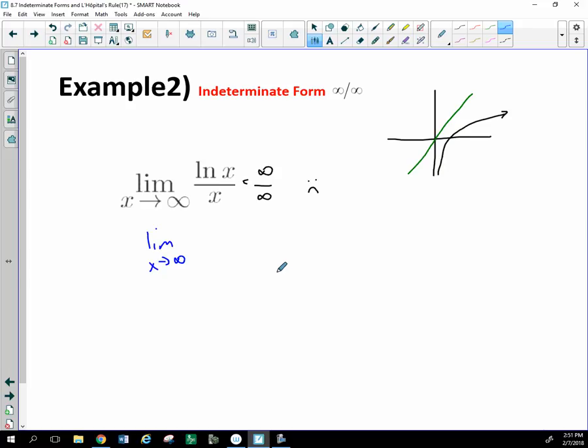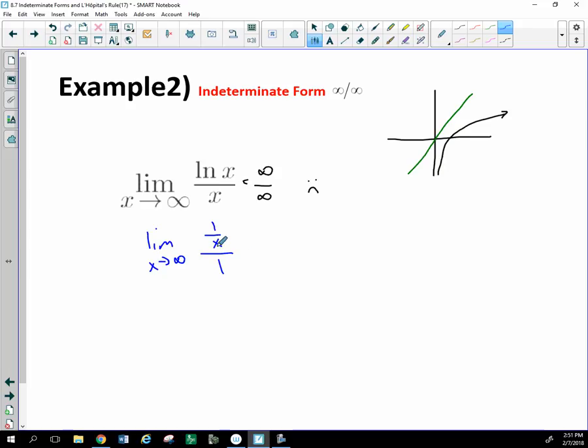We can end up with a value for these derivatives that would be the same as the value of the limit of the original function. All right, so if I take the derivative of the top, ln of x, I get 1 over x. The derivative of the bottom is 1. So basically, I am taking the derivative.